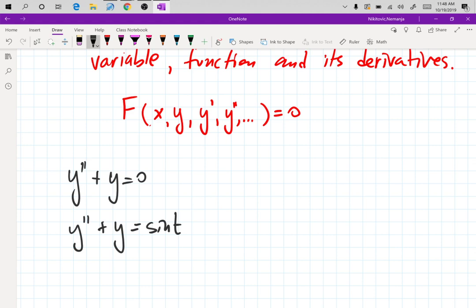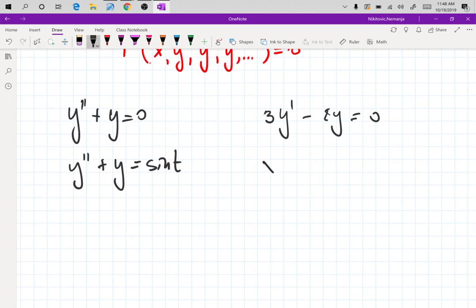You also are going to have, let's say you have 3y prime minus 2y equal to 0. That's also a differential equation. You might have x. No, I don't want x. Let's do t's. Let's say you have t squared y double prime plus t y prime plus 3y equal to 0.